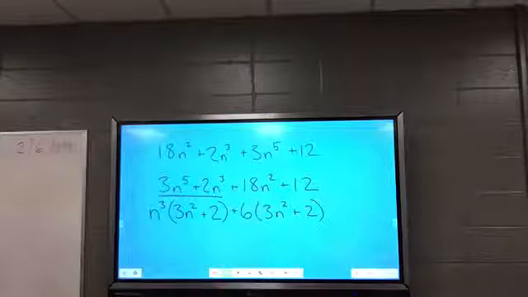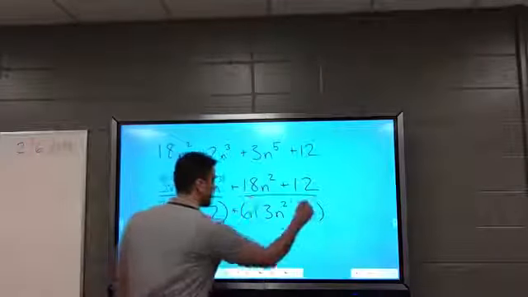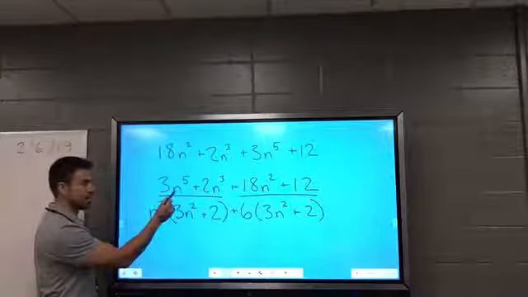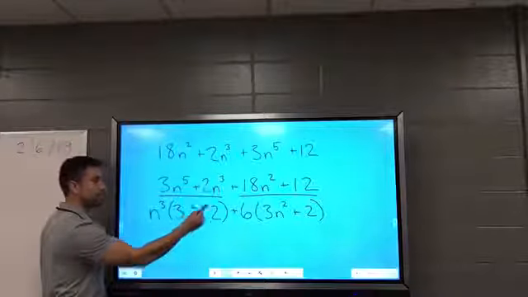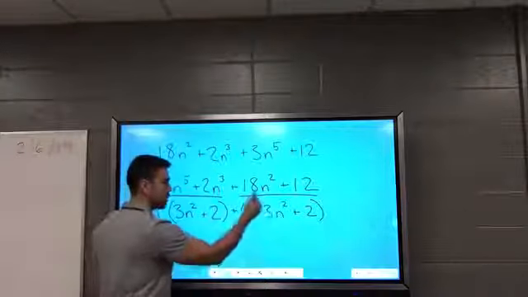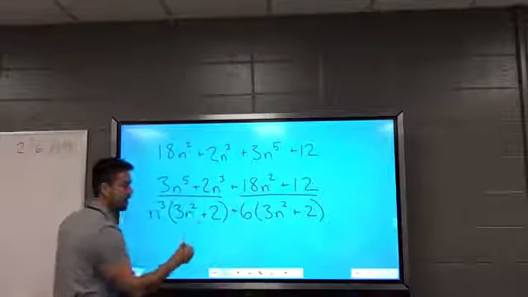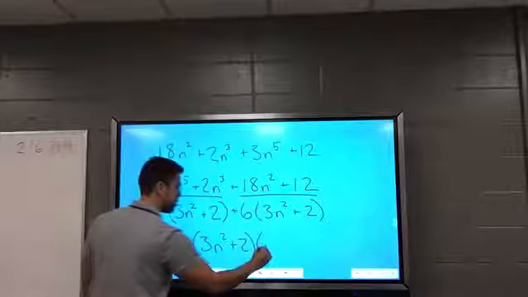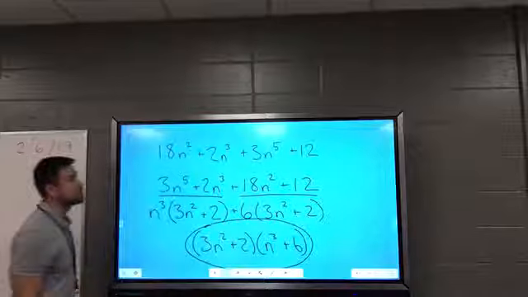Just make sure. So listen. When you do your factor by groupings, just do a little mental check. Are these two going to multiply to get me that? Yes. Are these two going to multiply to get me that? So this is correct. These two, did they get me that? And then I have a common binomial that I factor out. And that is it.